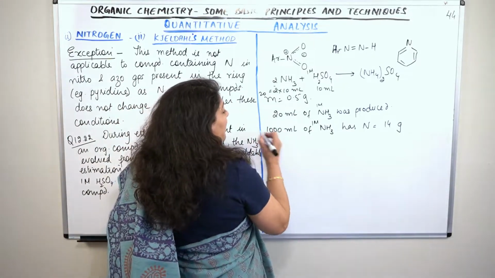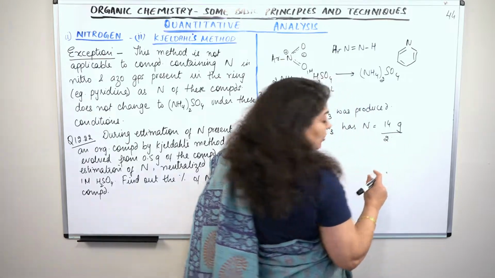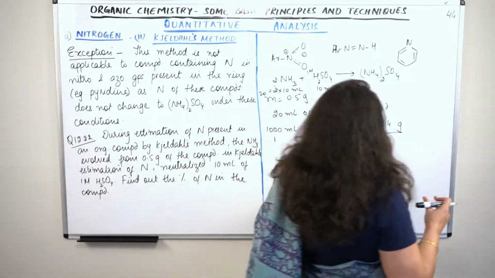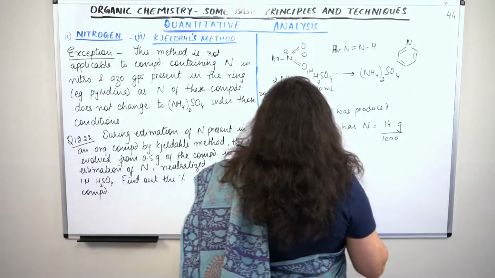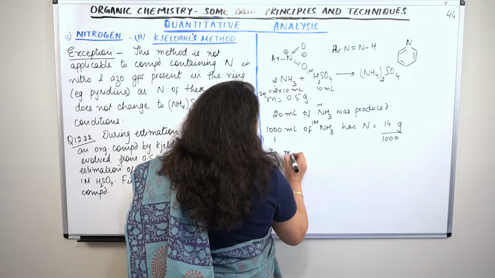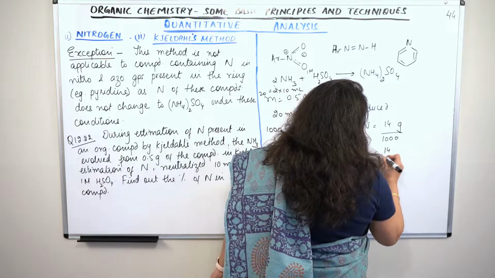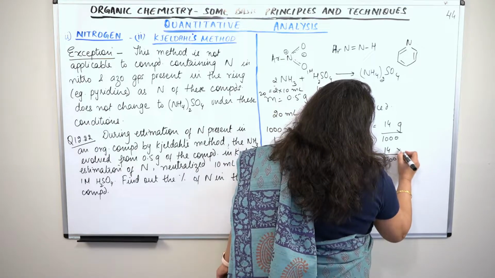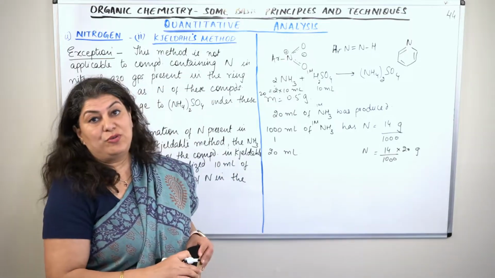So for 1 ml, how much would it be? 14 upon 1000. And for 20 ml, how much would it be? For 20 ml of ammonia, the mass of nitrogen would be equal to 14 upon 1000 into 20 grams. Now this is the mass of nitrogen.